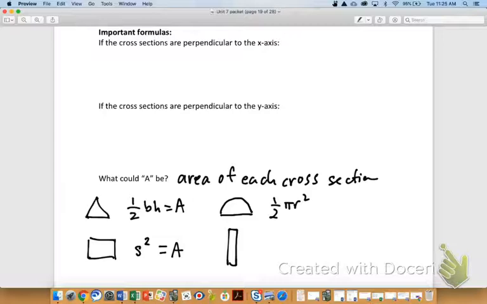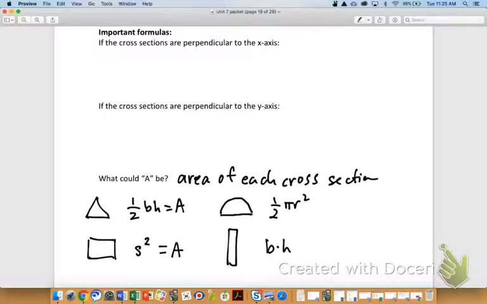Say again? LW, base times height, some version of that. So I think I'm going to put BH because I think base is kind of a nice concept to be talking about. There's all kinds of other area formulas that could be used here. You could have cross sections that are hexagons or pentagons or all kinds of crazy stuff.